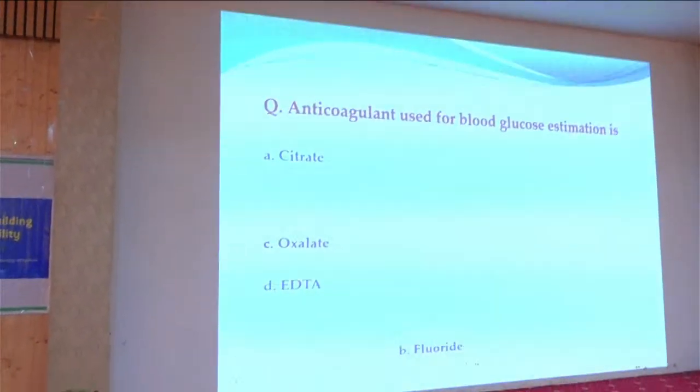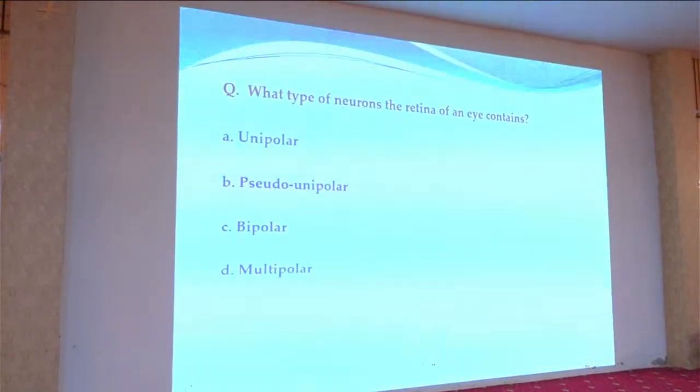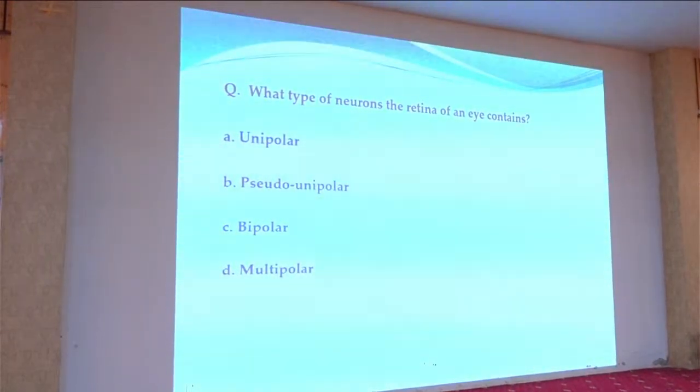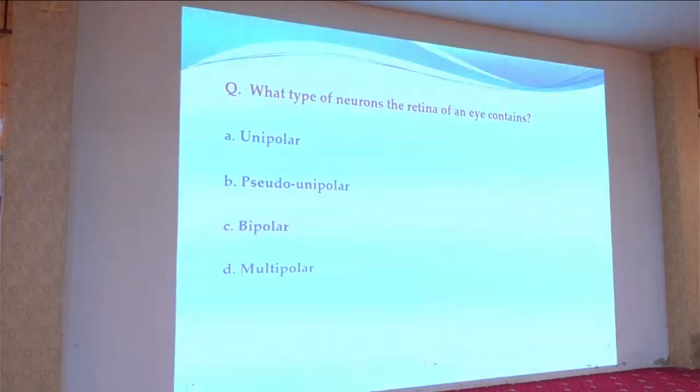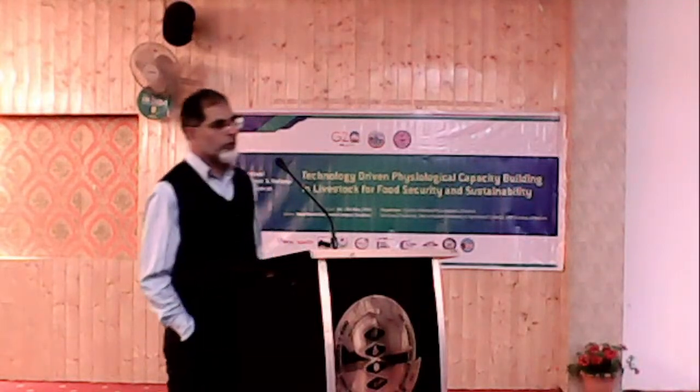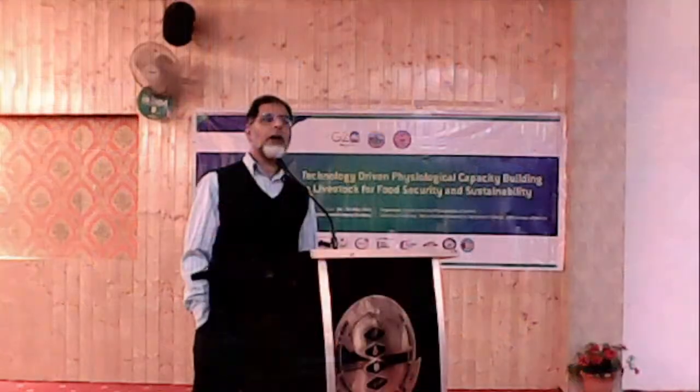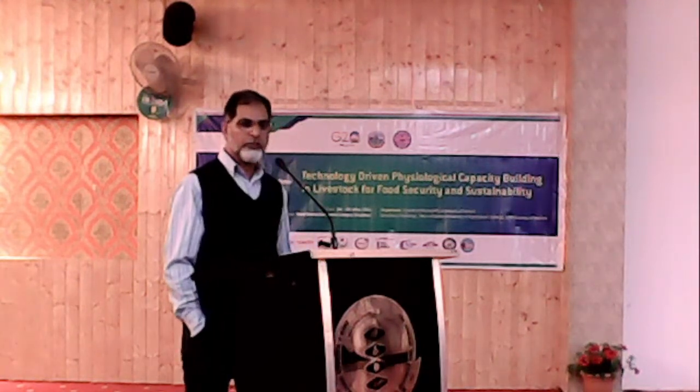The third question goes to team C. What type of neuron does the retina of the eye contain? Bipolar. Bipolar, it's correct. For team D, the question is here: bundles of nerve fibers within the central nervous system are called? Option A, tracts. Tracts is correct. The first set within round one is complete. We'll have one more set.